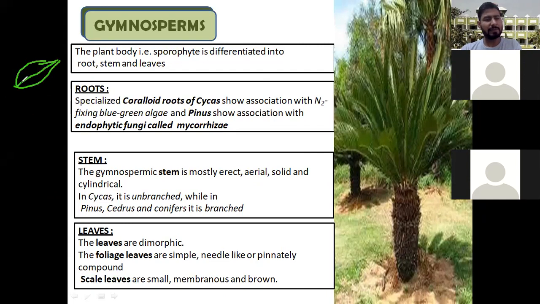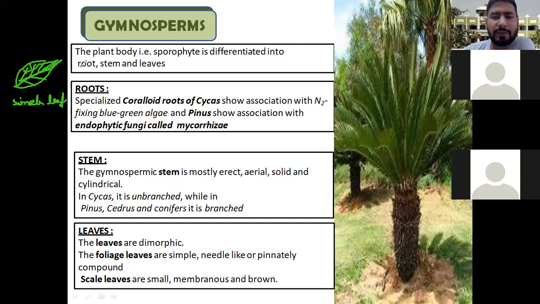In the leaf, they have the midvein, primary vein, secondary vein. This is the midvein or primary midrib, and they have the secondary vein, then veinlets, again veinlets. Clear? So this is called the simple leaf. This type of leaf is known as the simple leaf.